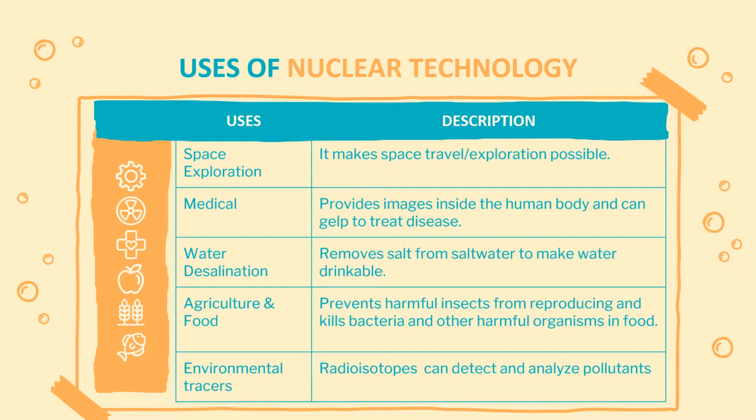Next is agriculture and food. It might sound a little bit sussy that something involving nuclear is helpful for our food, but it is. It prevents harmful insects from reproducing and kills bacteria and other harmful organisms in food. And lastly, environmental tracers. It might be really bad for the environment, but radioisotopes can detect and analyze pollutants so that we could read those pollutants and find a solution to them.